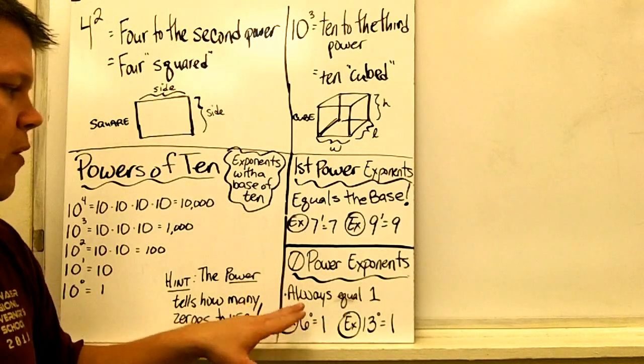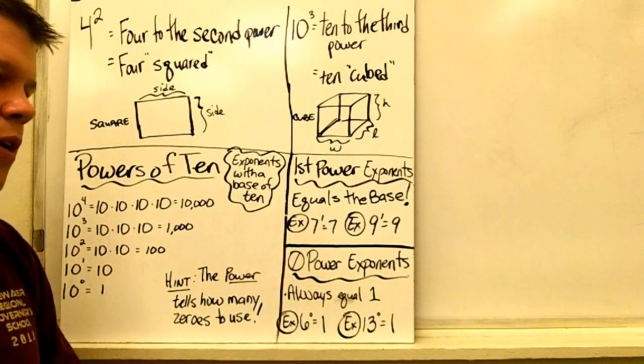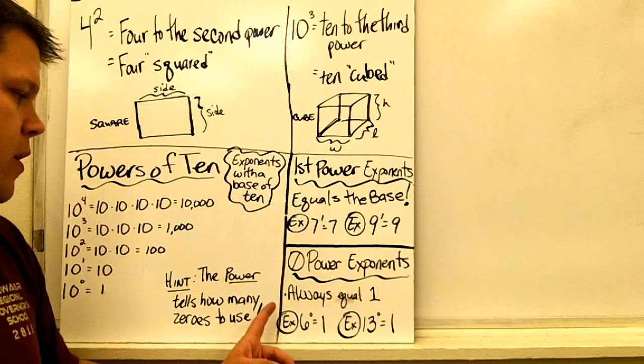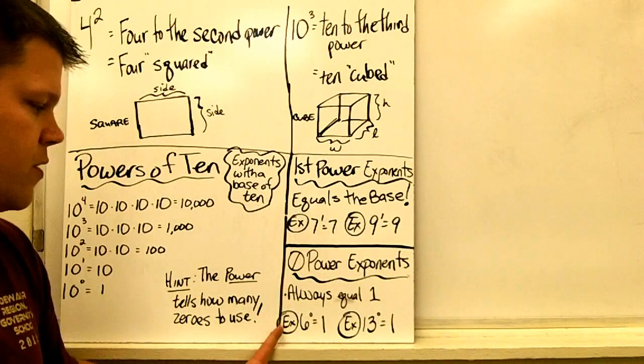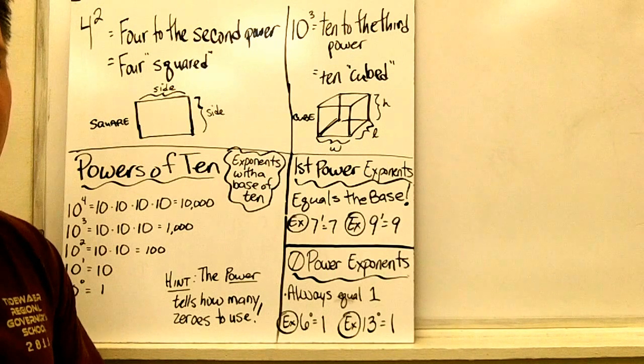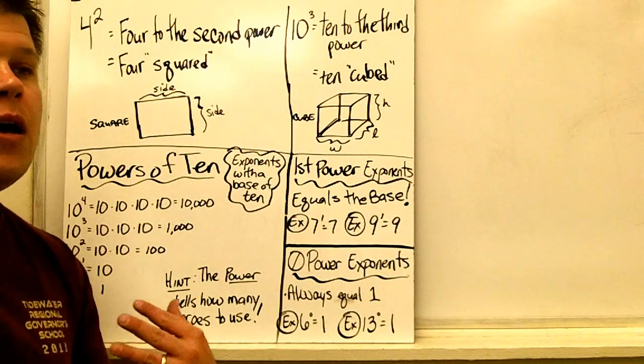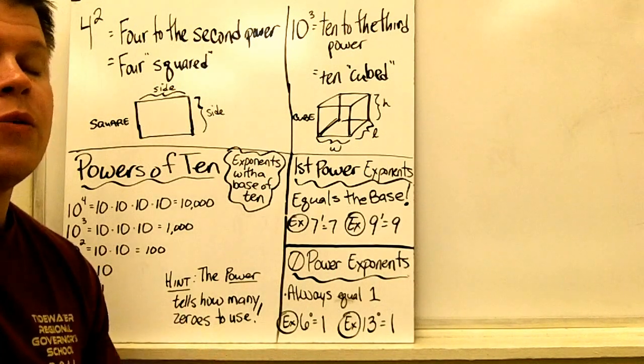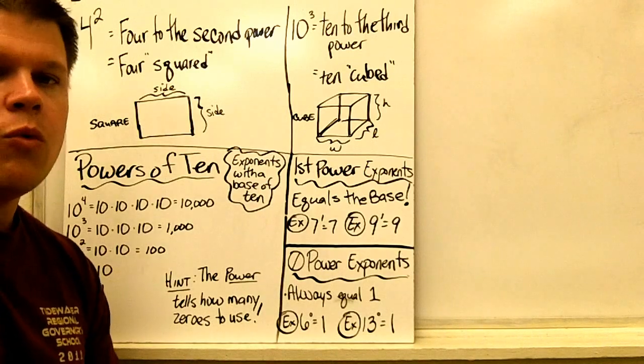And again, 0 power exponents, I try to draw a 0 here. Not bad, not bad. And they always equal 1. 6 to the 0 power, 13 to the 0 power, 10 to the 0 power, 100,000 to the 0 power, they always equal 1.